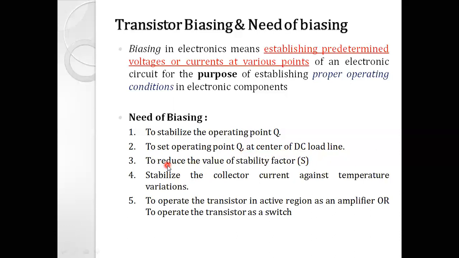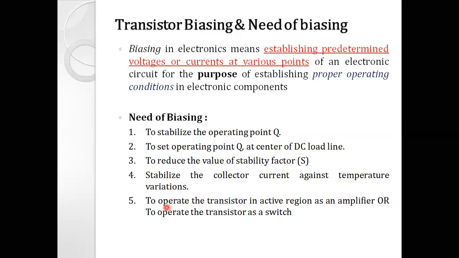The third option is to reduce the value of the stability factor. So another new terminology, stability factor. After I cover this operating point and DC load line, I will define the stability factor, and how the biasing affects this stability factor for the transistor. Then, stabilize the collector current against the temperature variation. We will see that many times temperature affects many parameters of the transistor. Here one parameter, that is collector current, is mentioned, right? So what is the effect of temperature on the collector current? That we will see.